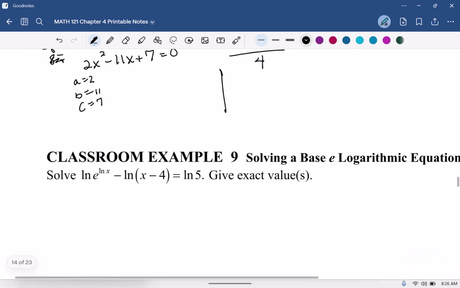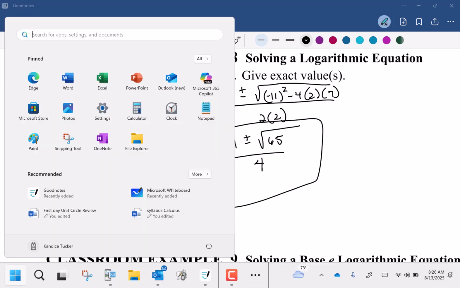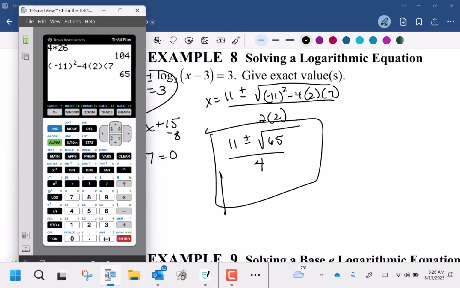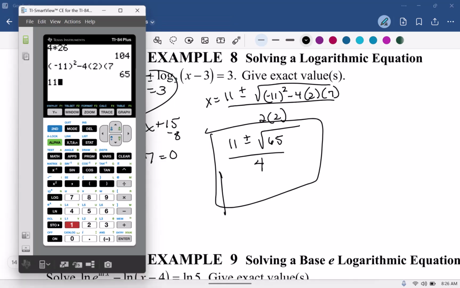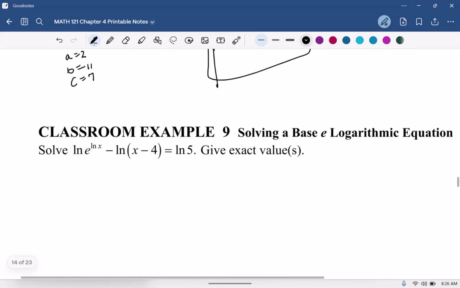So that's my answer. Ooh, wait. Shoot. Do I have to check them? Oh, cry. Okay, hold on. 11 minus the square root of 65 over 4. That's positive. 11 plus the square root of 65 over 4. That's positive. So I should be good. Yeah, I don't have to throw anything away.